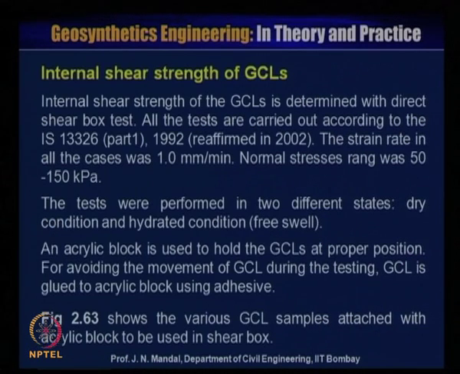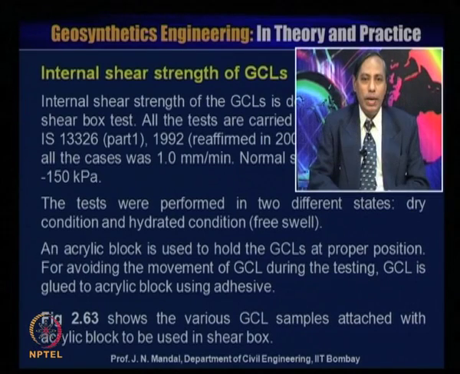Now, internal shear strength of the GCL. Internal shear strength of the GCL is determined with the direct shear box test. All the tests are carried out according to IS 13326 part 1 1992, reaffirmed in 2002. The strain rate in all cases was 1 millimeter per minute. Normal stresses range from 50 to 150 kilopascal. The test was performed in two different states, dry condition and hydrated condition, that is free soil.